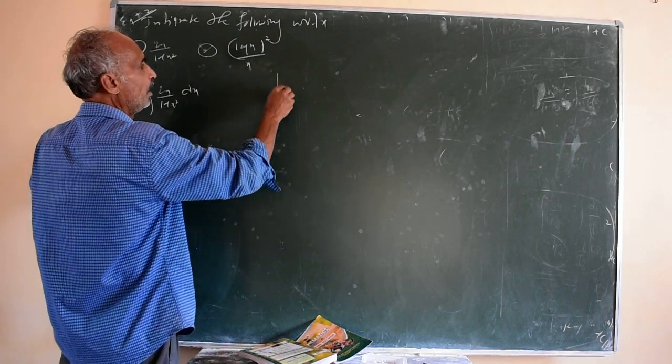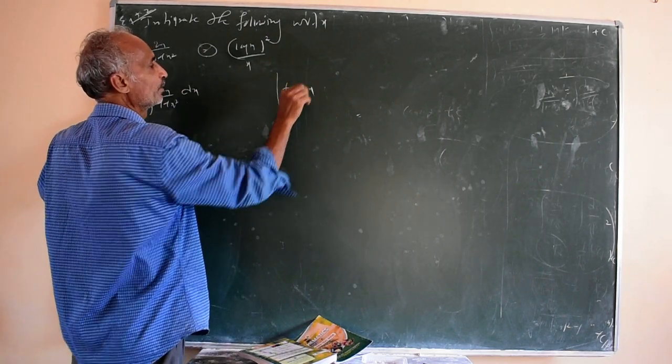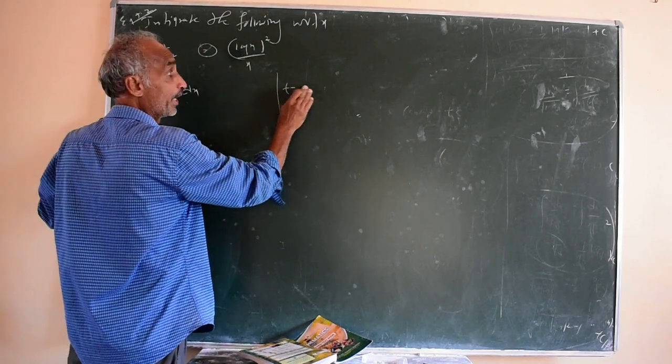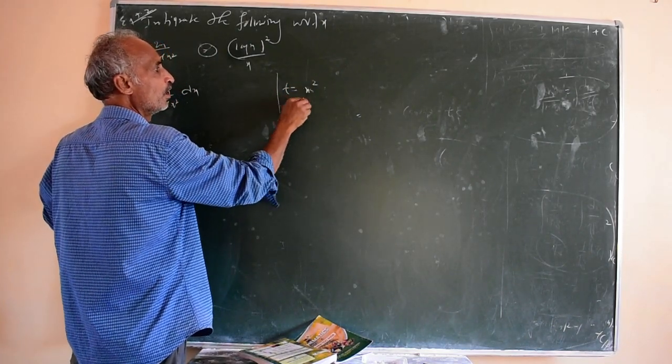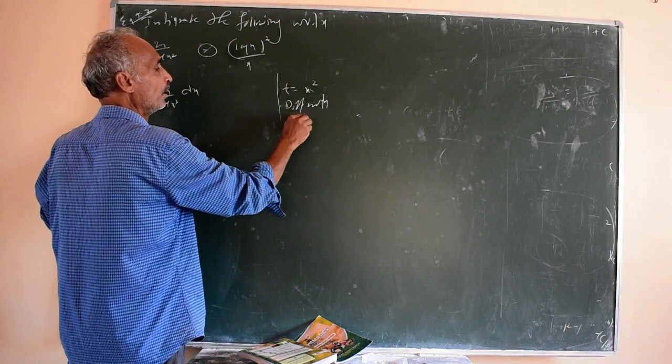So here I will take t is equal to 2x. Substitution. I'm sorry, t is x square. Differentiate with respect to x. dt by dx.